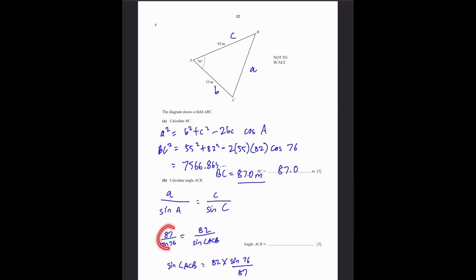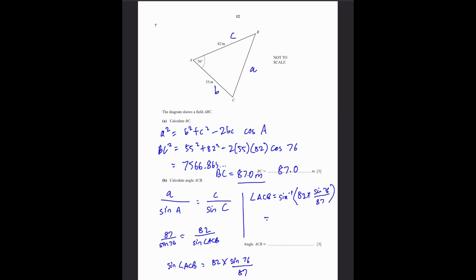And then this full fraction, we bring it to the other side, we have to flip the fraction. So it's 82 divided by 87 by sine 76, and we flip the fraction to get 82 times sine 76 divided by 87. And now we can find the angle ACB, which is going to be the sine inverse of all this, which we've written. 82 times sine 76 by 87.